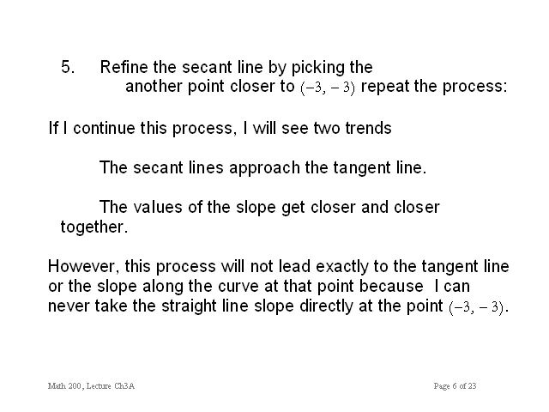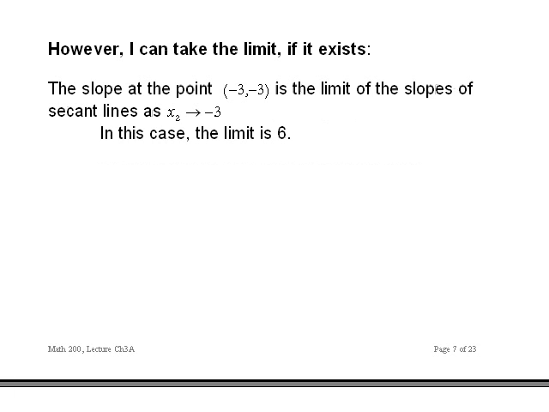tangent line. However, this process will not lead me exactly to the tangent line or to the slope along the curve or the slope of the tangent line, because I can never take the straight line slope directly at the point minus 3. If I tried to do that, I would be dividing by 0. However, I can take the limit, if it exists, and when I take the limit of the slopes of those secant lines as x2 approaches minus 3, then I would get the slope of the curve at that point.